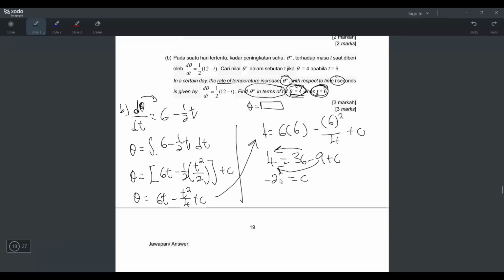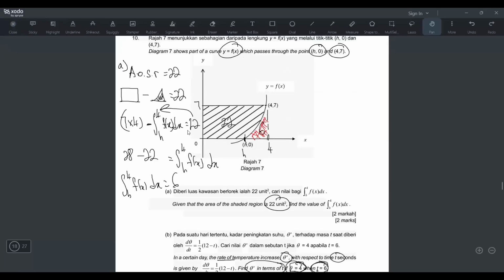Okay? But the question never asked you to find C. The question asked you to find theta in terms of T. So you should rewrite the whole equation. Refer here. Theta equals 6t, write down, minus t squared over 4, write it down, plus c, you already found c, negative 23, so just write minus 23. And that is your answer. That is your answer, that's all. All right. So, done. Okay, done.